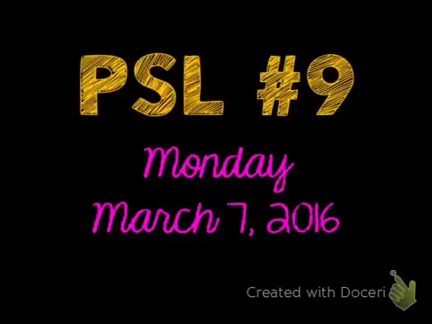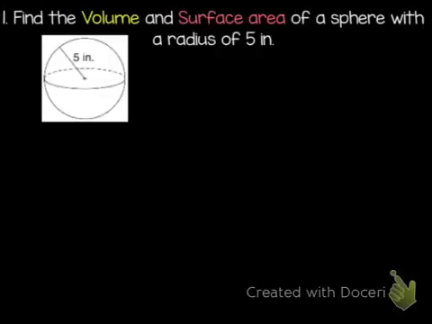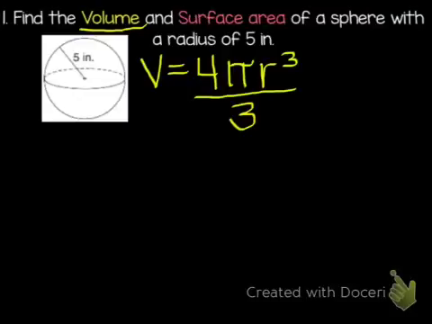So let's get started. Number 1, find the volume and surface area of a sphere with a radius of 5 inches. The first thing we're going to do is find the volume. To do that, we need to know the formula for the volume of a sphere. That formula is 4/3 pi radius to the third, or I like to do it as 4 times pi times radius cubed and then divide by 3 at the end.